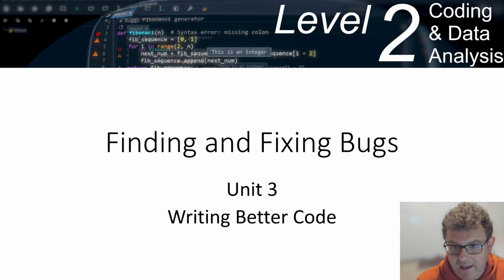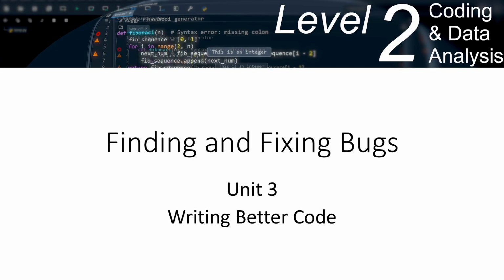Okay, so this is the third unit in the strand of video tutorials on finding and fixing bugs in the Level 2 Coding and Data Analysis topic. In this video, I'm going to walk you through a process of debugging and fixing up some deliberately badly written code. Debugging really is just a very systematic, step-by-step process of going through the code and sorting out what's going wrong.